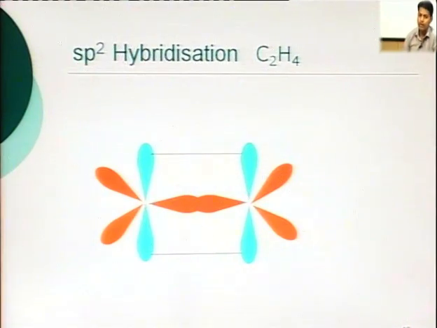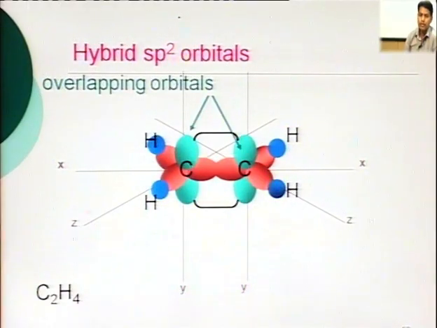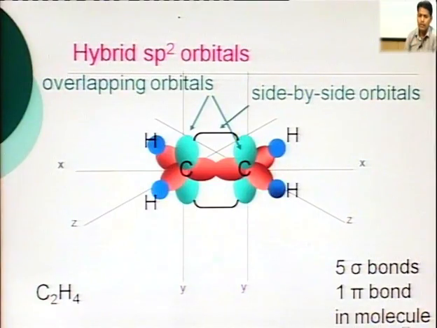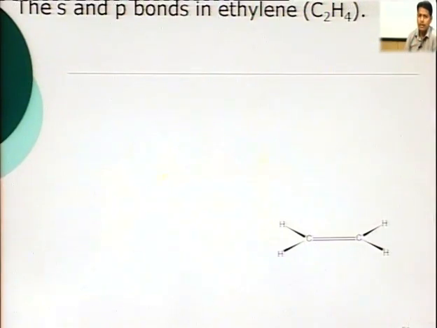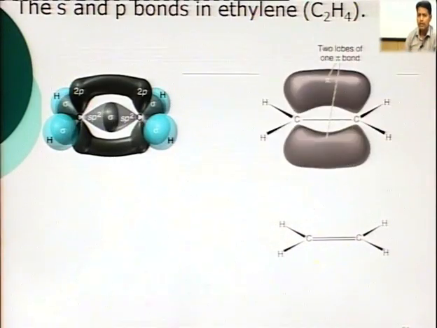So, there is one pi bond and 5 sigma bonds. These are overlapping orbitals, sideways overlapping. There are 5 sigma bonds and 1 pi bond, sigma and pi bonds in ethylene, that is in ethene. Here is another picture of an ethene molecule.